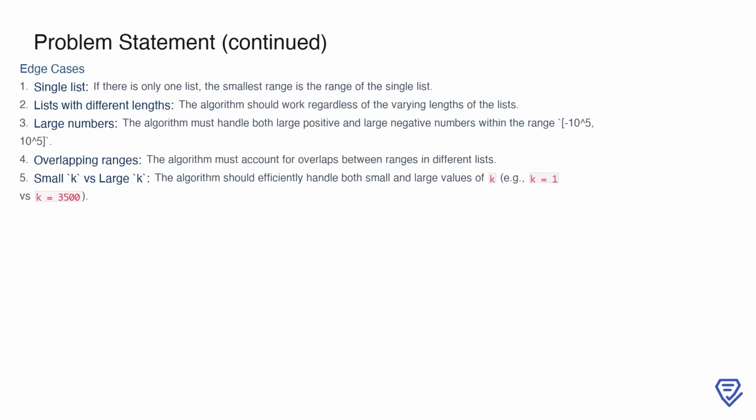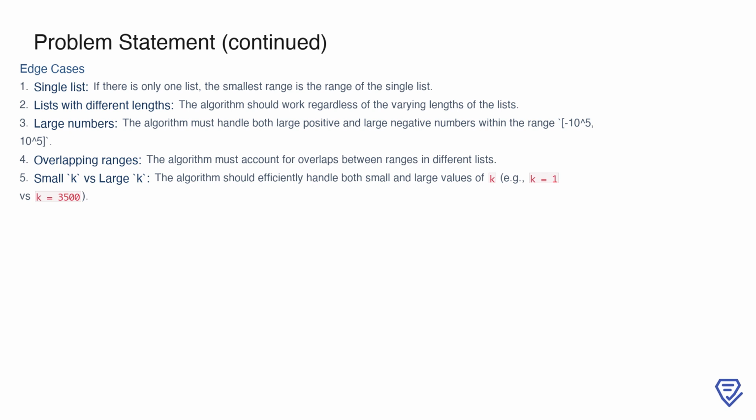Finally, let's consider some edge cases that the solution must handle. If there is only one list, the smallest range is simply the range of that list. When the input lists have varying lengths, the algorithm must still identify the correct range efficiently. For inputs containing very large or very small numbers, the solution must handle the full range of values without encountering overflow or precision issues. Additionally, overlapping ranges across different lists must be accounted for, ensuring that all lists contribute to the final range. Whether k is small or large, the algorithm must perform efficiently, adapting seamlessly to the scale of the input.